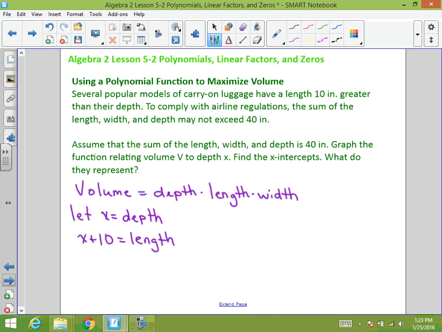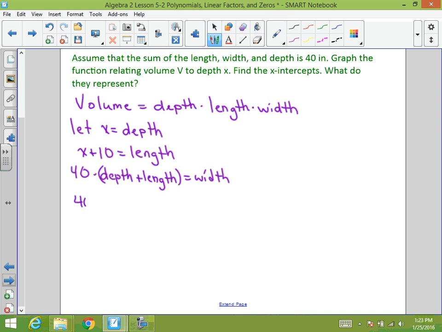And we know that to comply with airline regulations, the sum of the length, the width, and the depth cannot exceed 40. So 40 minus my depth plus my length has to equal my width. Let's think about that for a minute. So 40 minus my depth, which is x, plus my length, which is x plus 10, equals my width. And I can simplify that even further. If I run the negative through, I have 40 minus 2x minus 10. So 30 minus 2x happens to be my width.